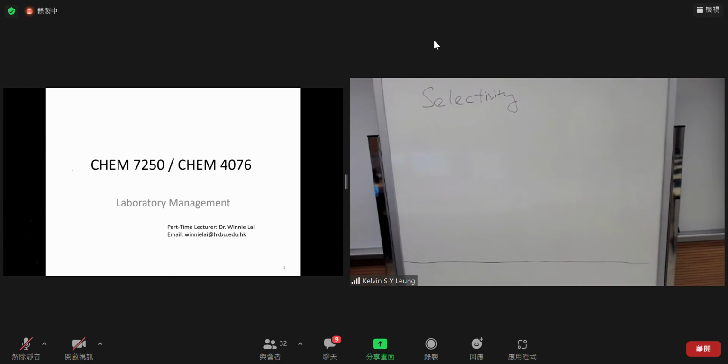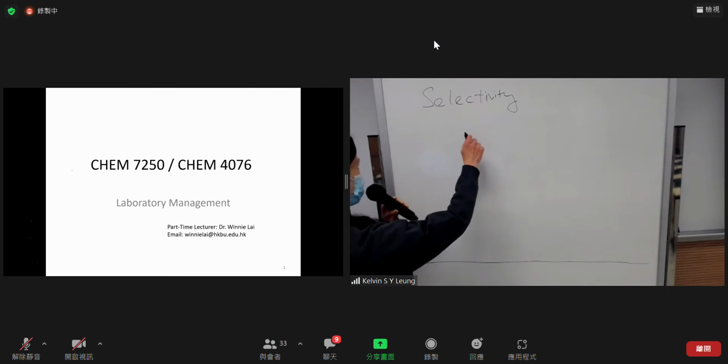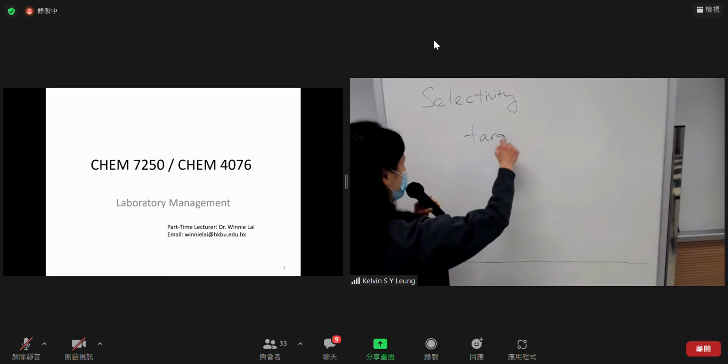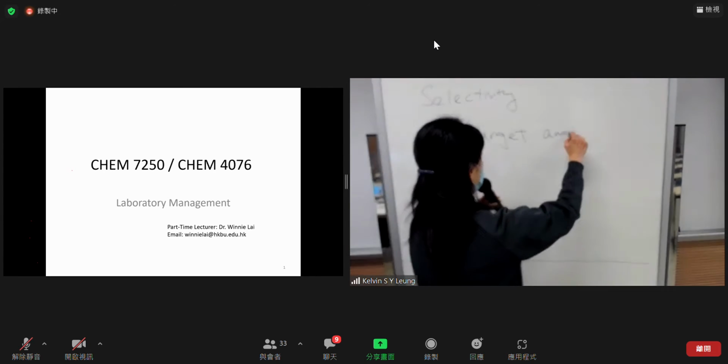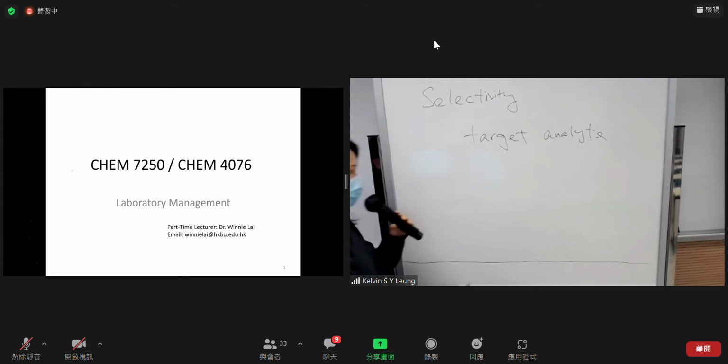In the method validation, why do we have to carry out selectivity? Because we have a lot of other impurities in our sample matrix. So in order not to be interfered with by other impurities, we have to have a very specific and very selective method. The selectivity is to target our analytes that you have to detect in your method, no matter whether you use an instrument or not, okay?